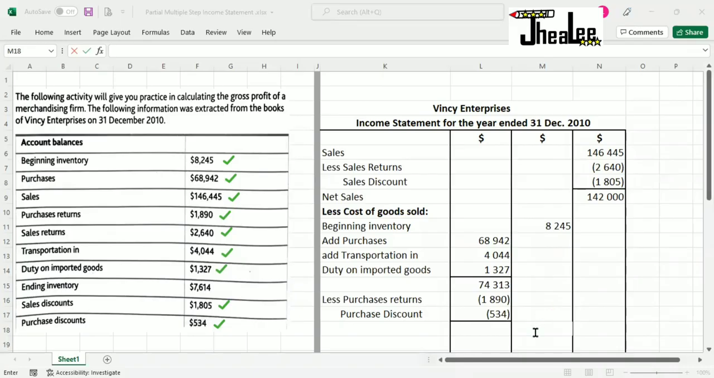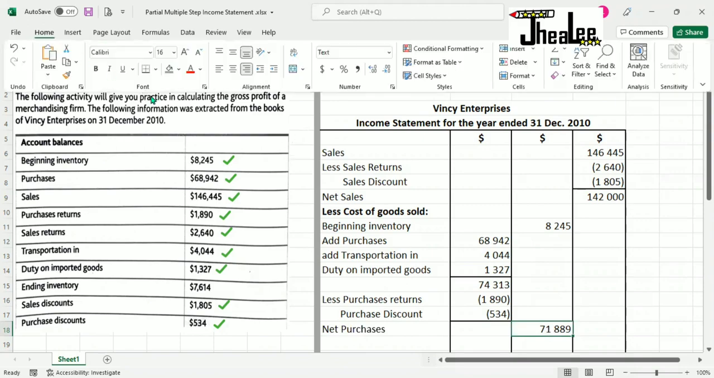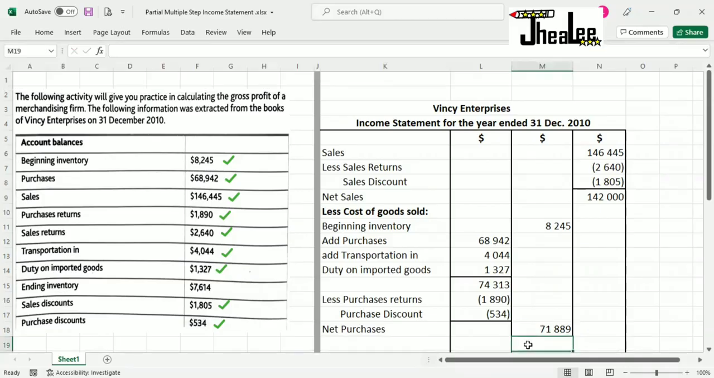The value that we have left after adjusting the purchases figure is $71,889. And guess what? This is our net purchases. This figure now is added to our opening stock, which is our beginning inventory. And that gave us a value of $80,134.